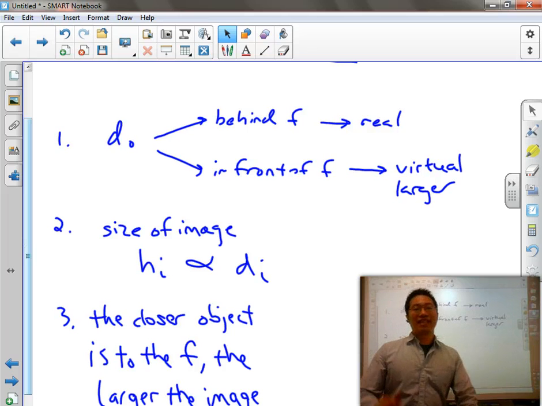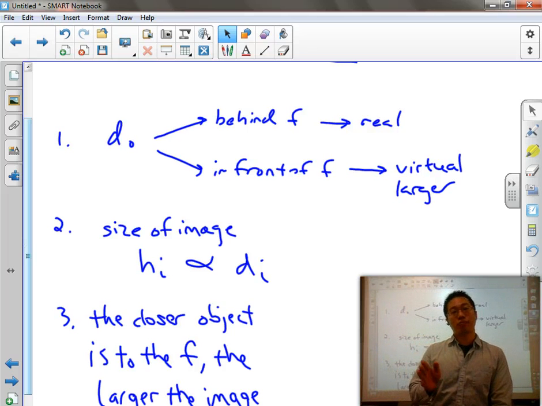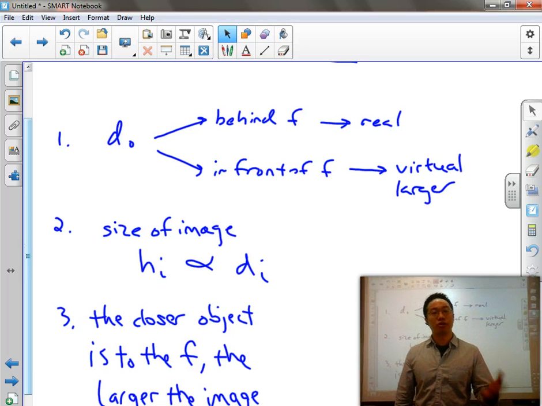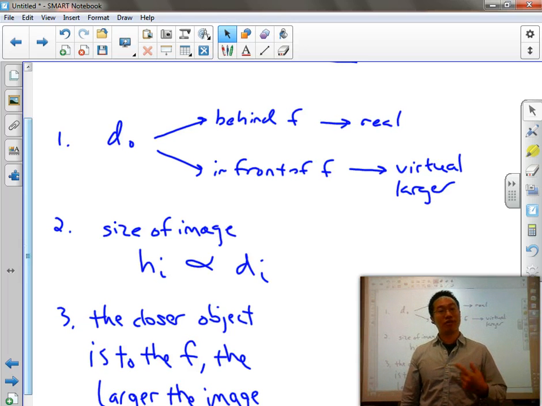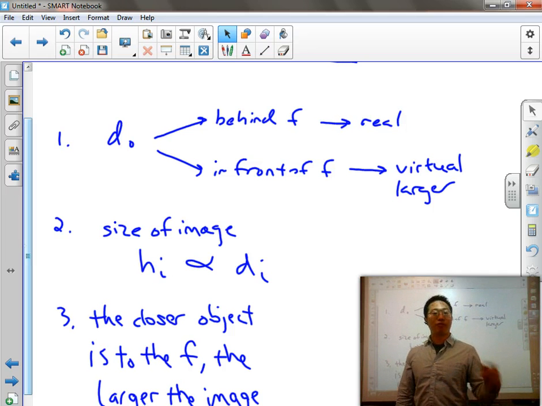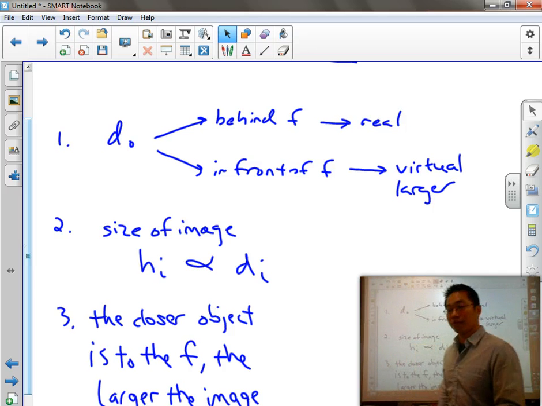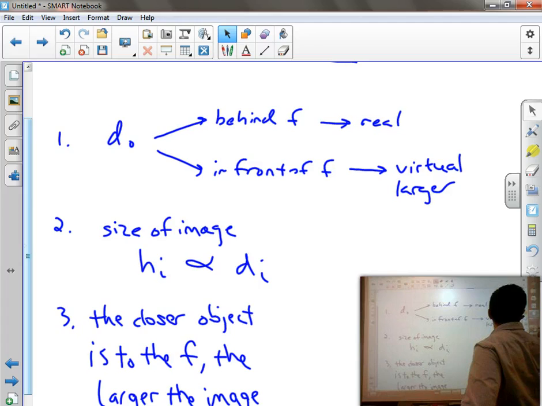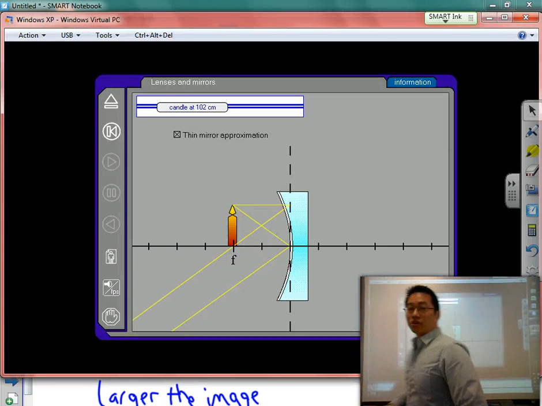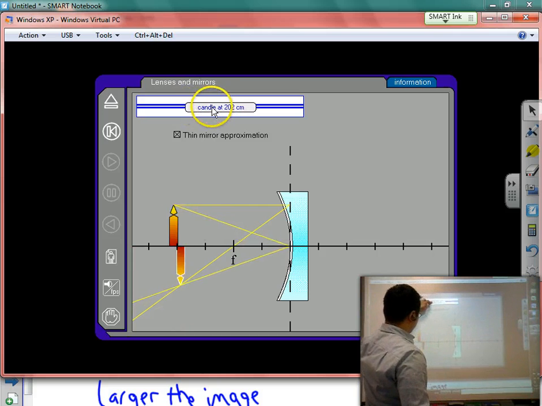Rule number 1, we know that when the object is placed behind the focal point, it's going to produce a real image. So that means it's going to be upside down, okay? But when the object is placed in front of the focal point, it produces a virtual image, which is right side up. And we see that, of course, with our example over here, okay?